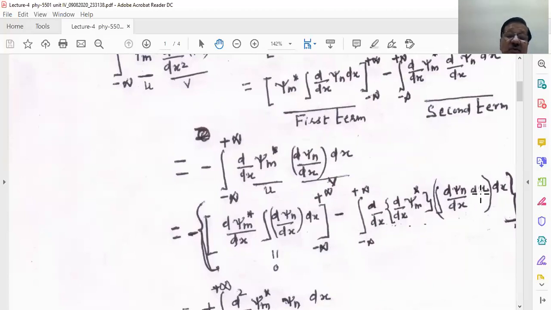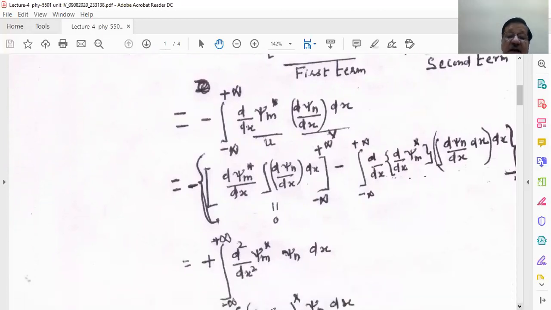I think when you calculate, you have to write down this step very carefully, and you see this integration. Again, look at the first term. The first term, you know, is d by dx psi star. This will give you this. But this term, this is the integration of d psi by dx into dx. So this will give me psi n.